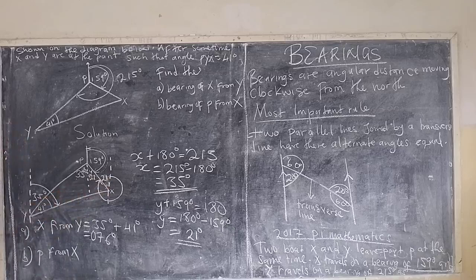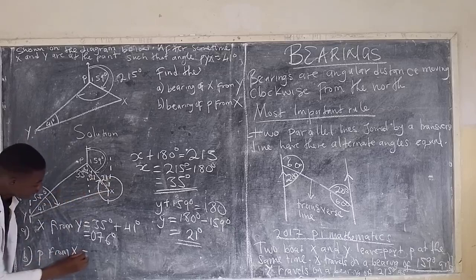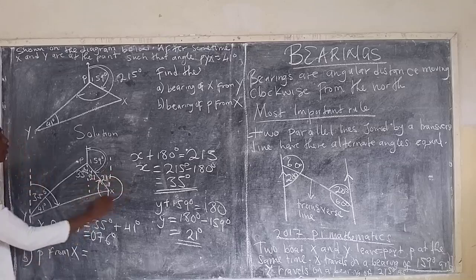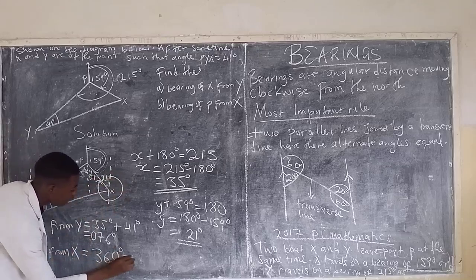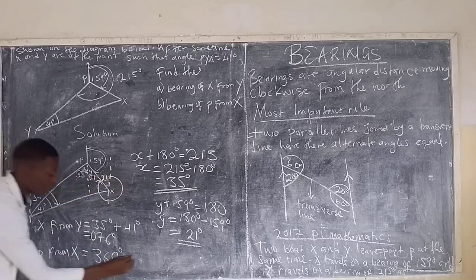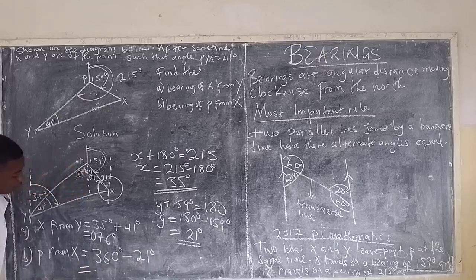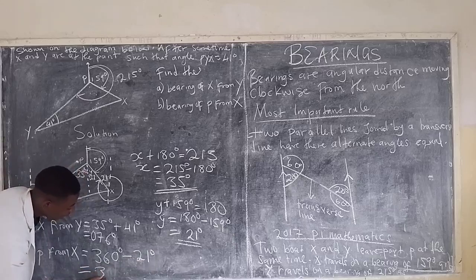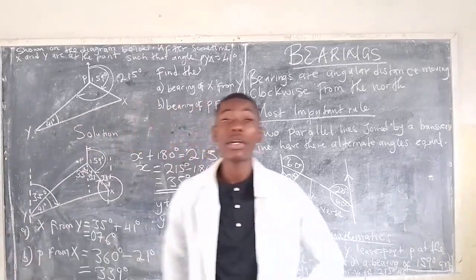If that's the case, therefore, to find the bearing of P from X, we can simply say, since the whole thing is adding up to 360 degrees, we subtract 21 degrees. When we subtract, we are getting 339 degrees. So this is how we go about answering questions on bearings.